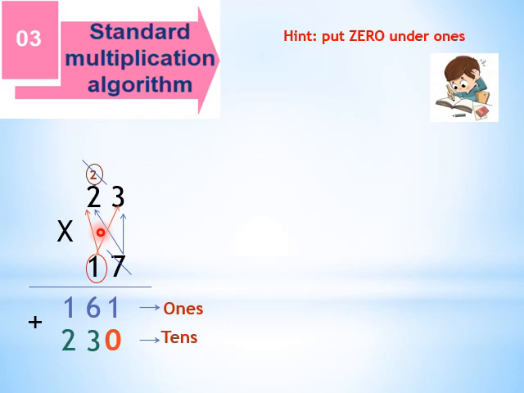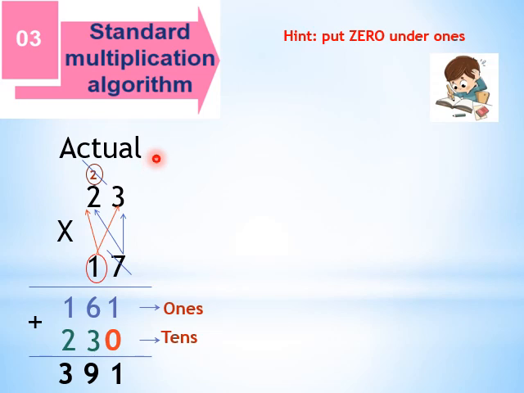Now I can add the two semi-products together. So 161 plus 230 equals 391, and this is the answer. This is called the actual product.